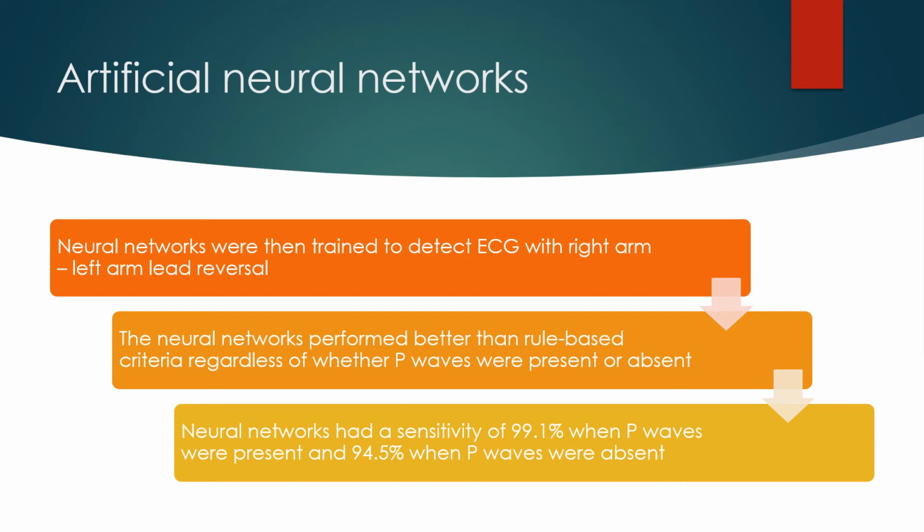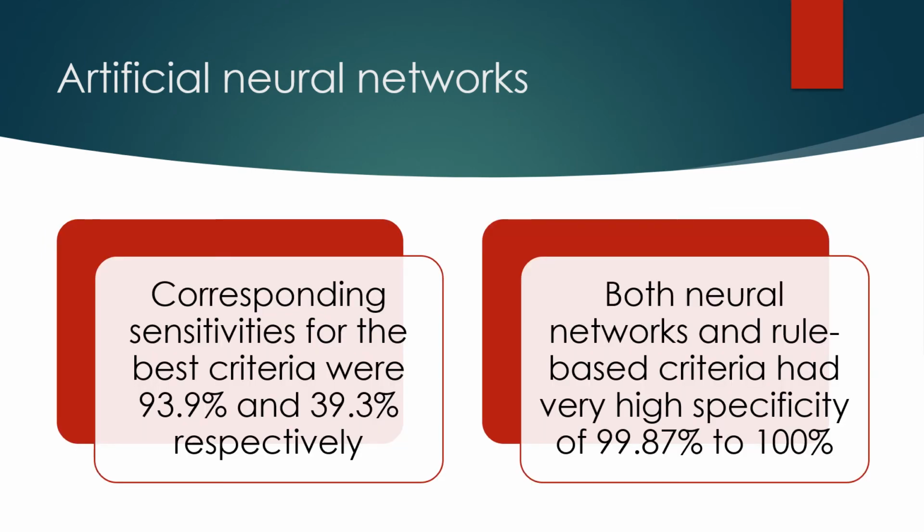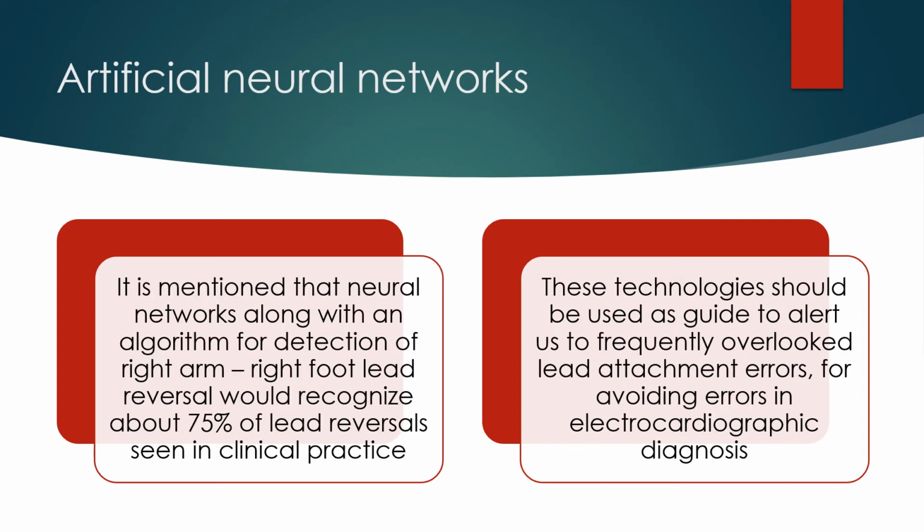Neural networks had a sensitivity of 99.1% when P waves were present and 94.5% when P waves were absent. Corresponding sensitivities for the best criteria were 93.9% and 39.3% respectively. Both neural networks and rule-based criteria had very high specificity of 99.87% to 100%. It is mentioned that neural networks, along with an algorithm for detection of right arm right foot lead reversal, would recognize about 3/4 of lead reversals seen in clinical practice.